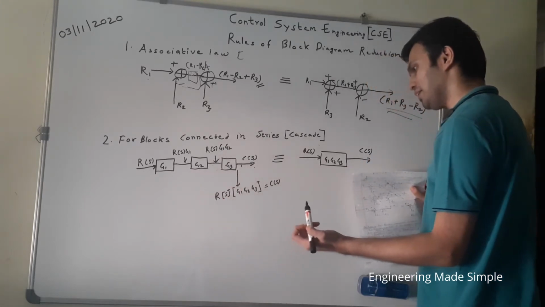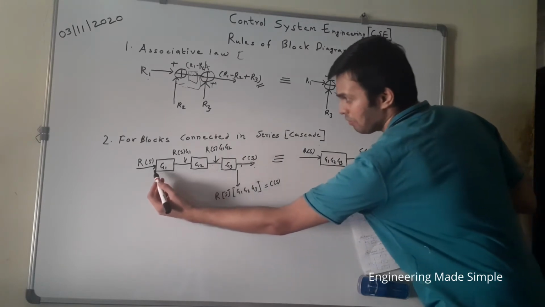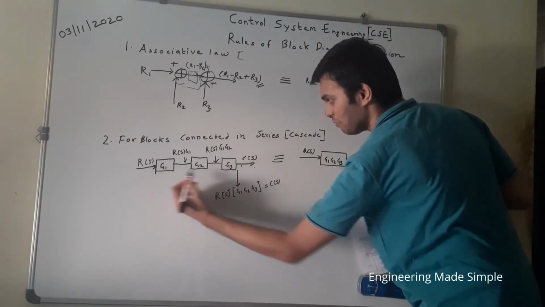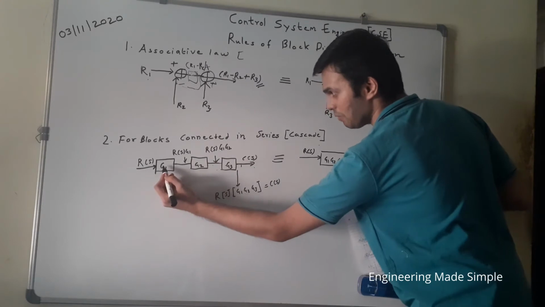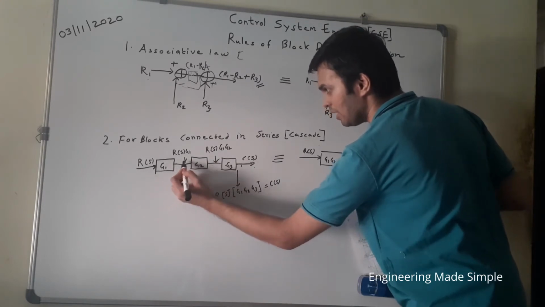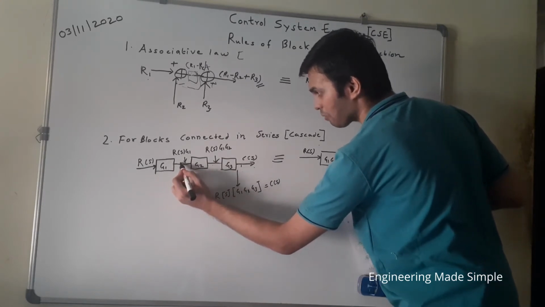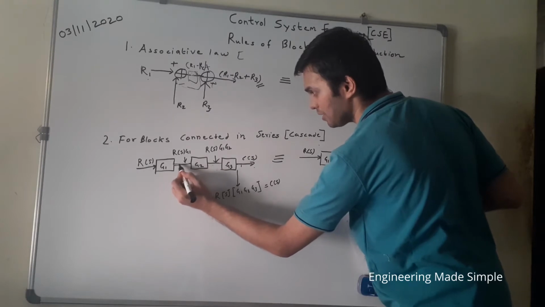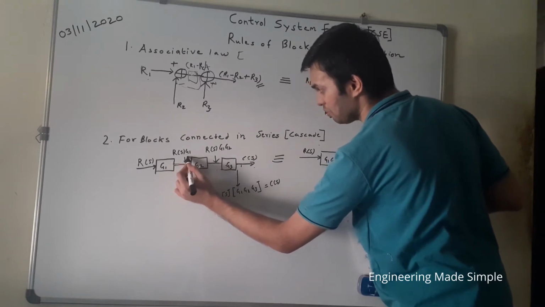So we can apply this rule. Now observe over here. R of S is the input signal, C of S is the output signal. R of S is directly connected to G1. So what will be the output over here? Output after the first gain block would be R of S into G1.